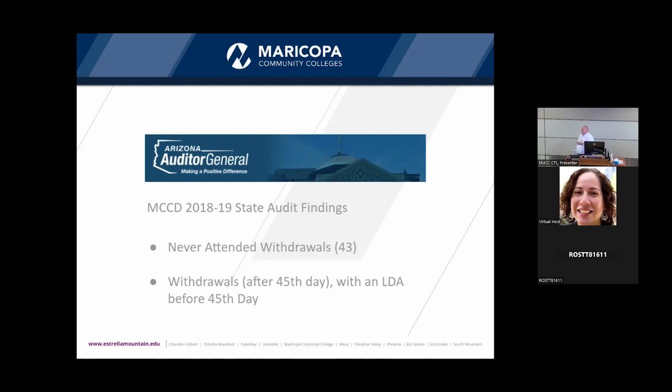So if a 43 is entered after 45th day, and everybody's seen my lovely emails about getting your rosters cleaned up and fixed, if it's done after the date that I give you on that, then that is counted toward FTSE, which is what the state awards to the institution, being Maricopa Community Colleges. So we have to make sure those 45th day withdrawals are done the first week before the refund from the student perspective, but we've got to make sure it's done before 45th day from the institution's perspective, because otherwise we'll get one of these findings, which we did in 2019.